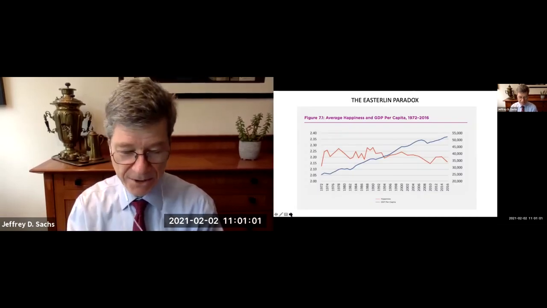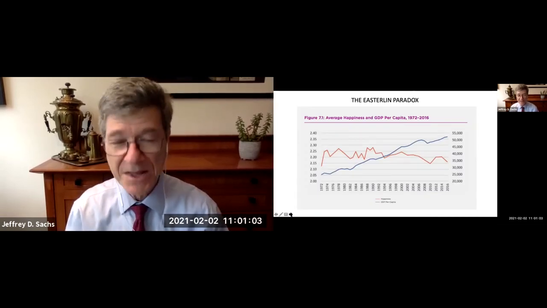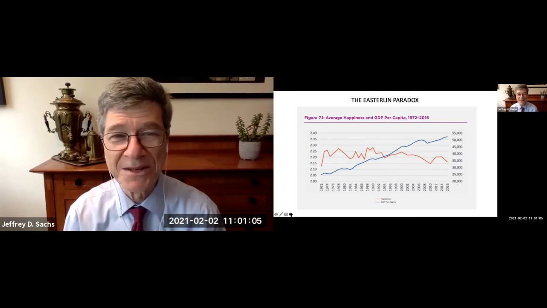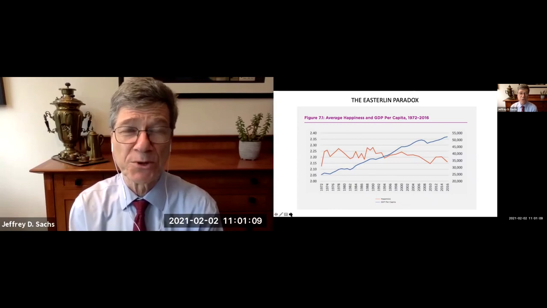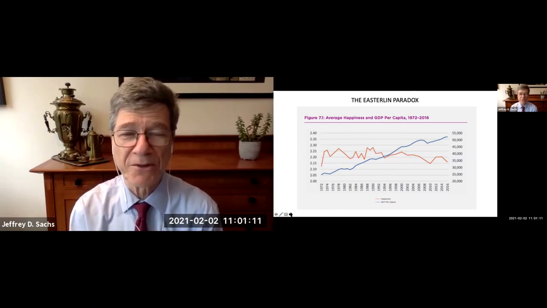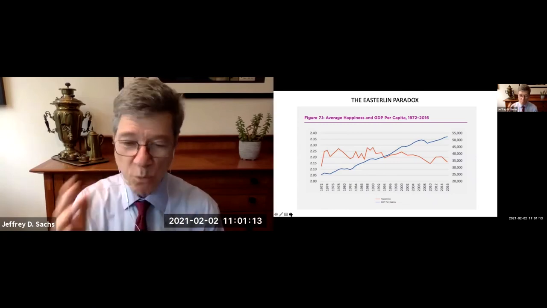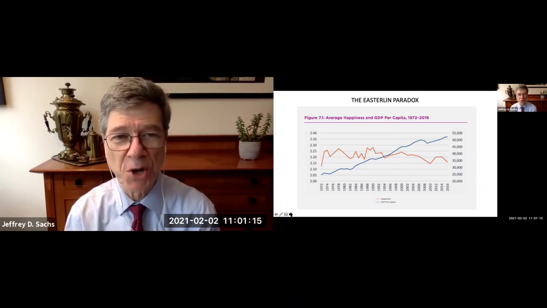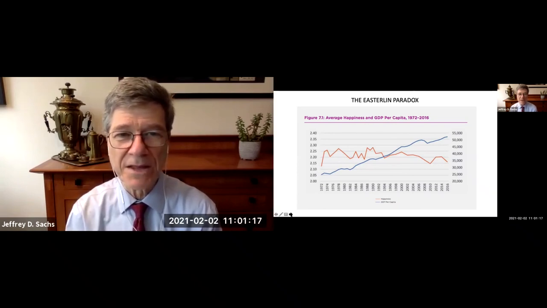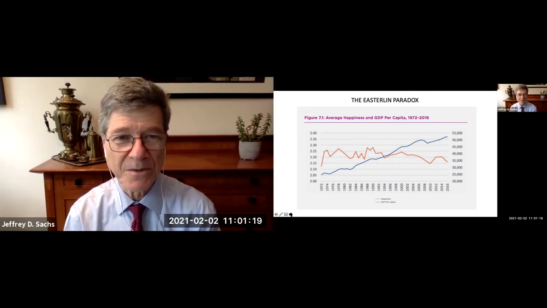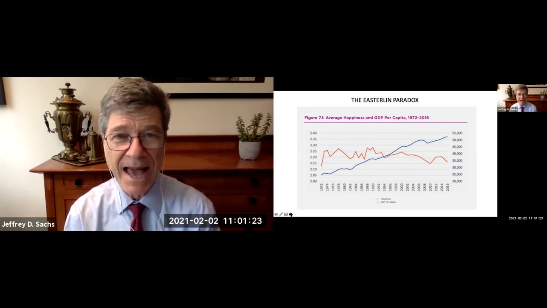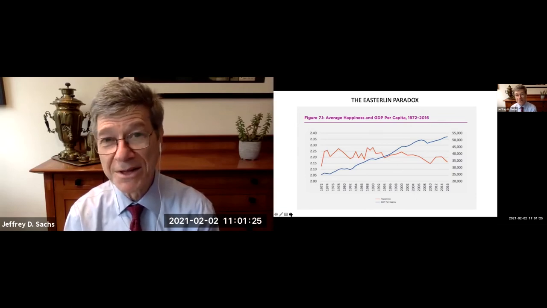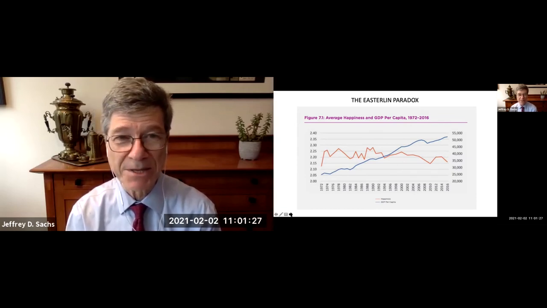Maybe I'll end here with a famous paradox called the Easterlin paradox, named after Professor Richard Easterlin at University of Pennsylvania. He used one measure of happiness shown in the red line, in this case from 1972 to 2016, and one measure of wealth, which is GDP per capita.